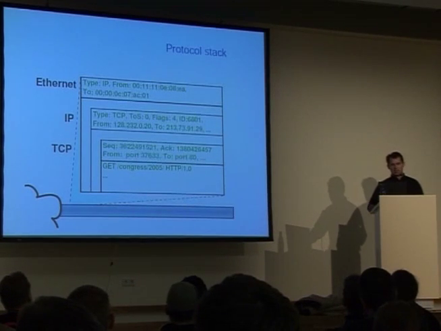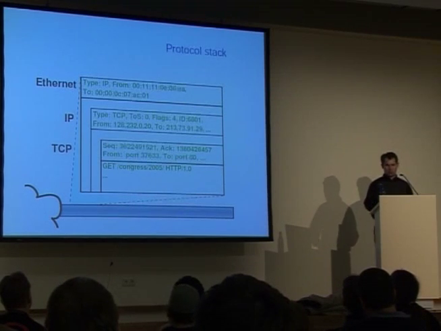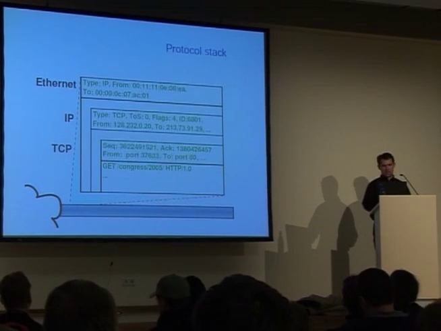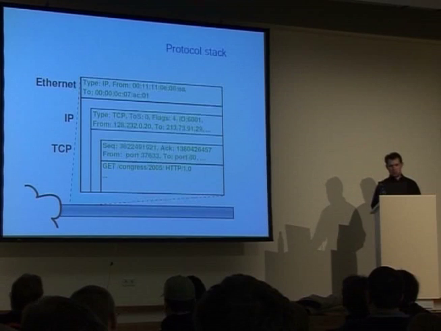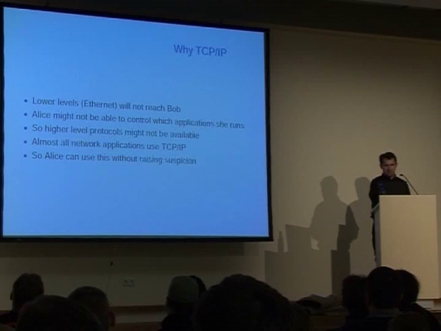So that's where TCP comes in. This makes sure that packets are received in streams in order and they're not corrupted. And then on top of that, you can run protocols like HTTP, and this is an example of a web browsing request. So I'm going to be looking at TCP/IP.